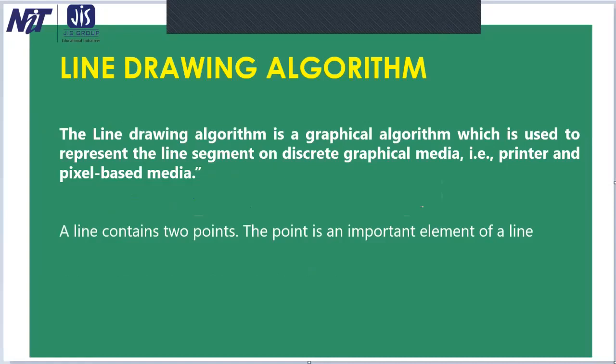Line drawing algorithm is a graphical algorithm because whenever a line is drawn on the screen, it is visible. The effect of the algorithm is visible on screen, so it is referred to as a graphical algorithm. Also, it is based on the coordinate system. A line contains 2 points. The point is an important element of a line because by joining points, we form a line.